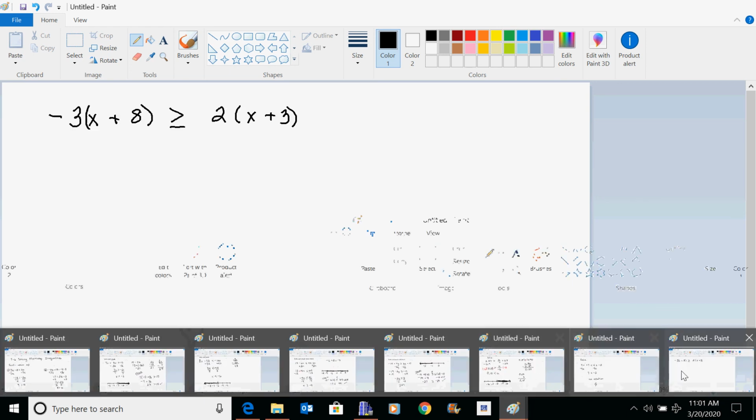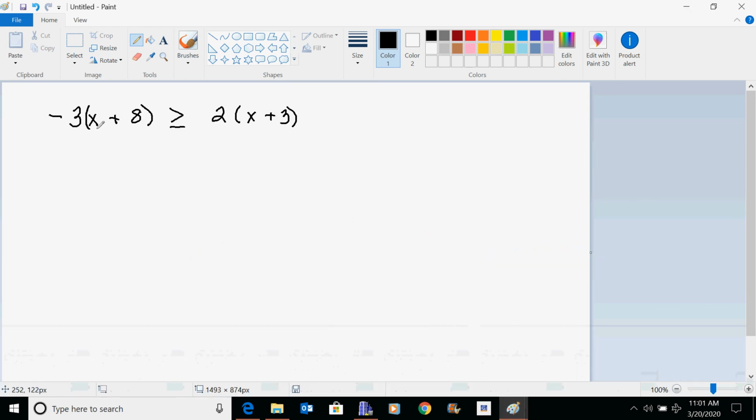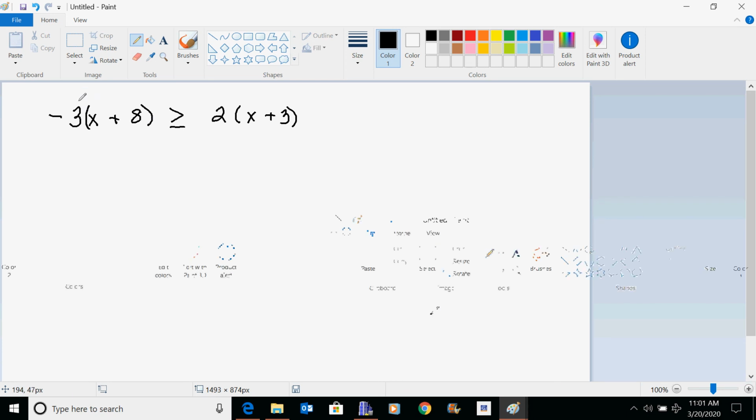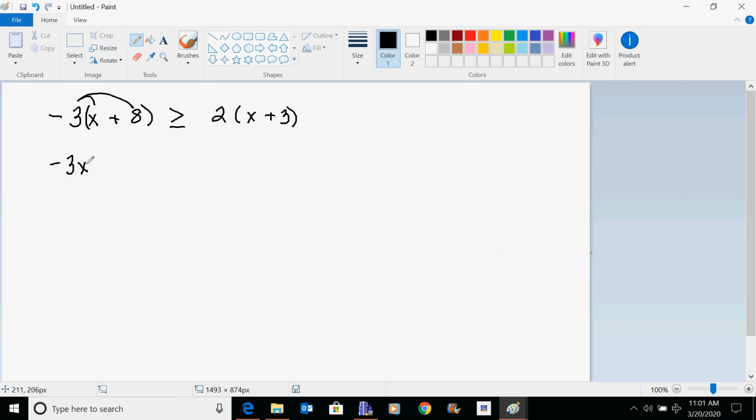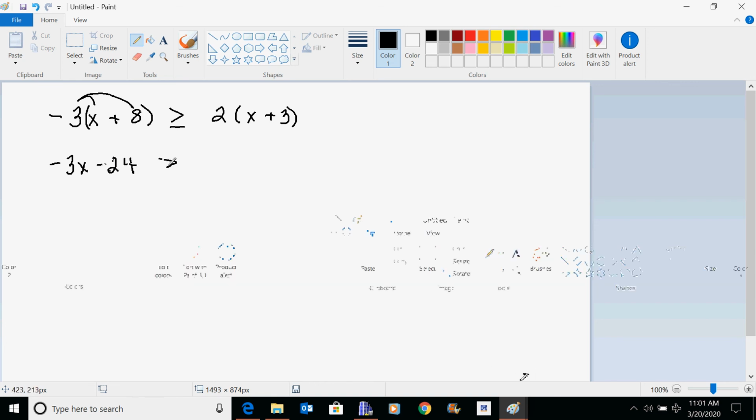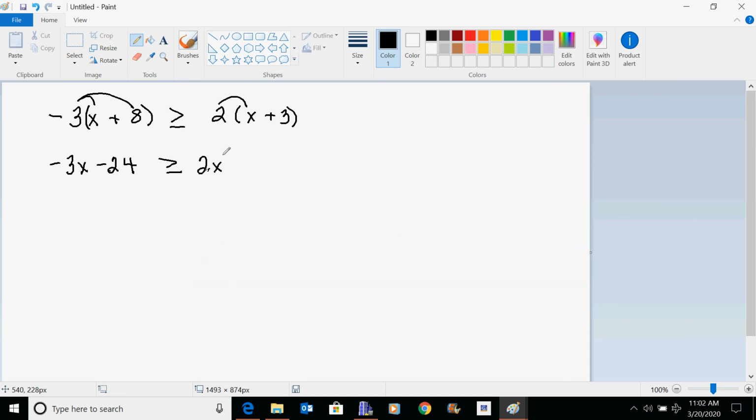All right, just one more and then we're done. If you have parentheses, don't forget you need to distribute before you actually finish off solving. So -3x minus 24 is greater than or equal to 2x plus 2 times 3 plus 6. You have to then work to get the variable on one side rather than both. I'm going to take away 2x from both sides.